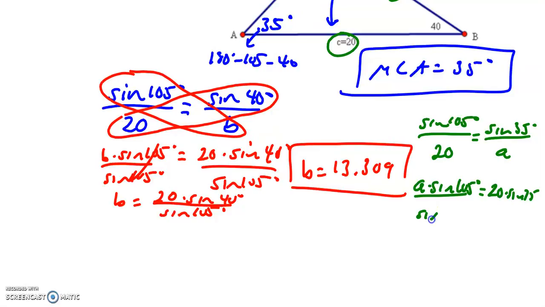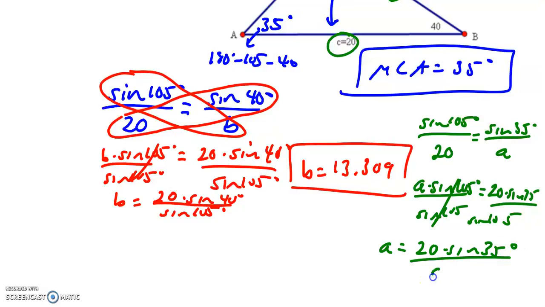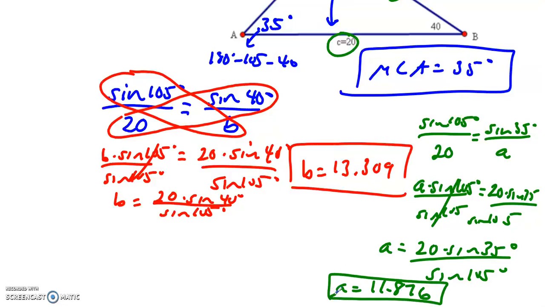So if I solve for A, I would divide both sides by the sine of 105. And I would get that A is equal to 20 times the sine of 35 degrees, all divided by the sine of 105 degrees. And if I plug that into my calculator directly, I would get that A equals 11.876 units. So I have completely solved the triangle because I have found every missing angle inside that I did not have originally.